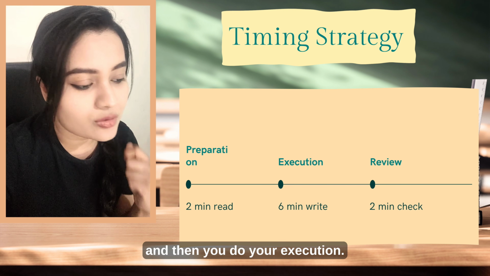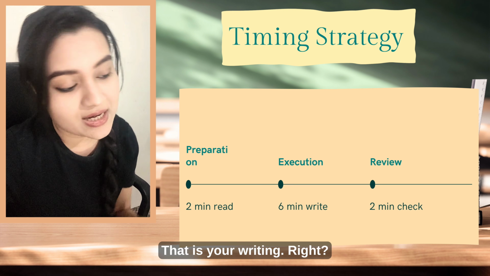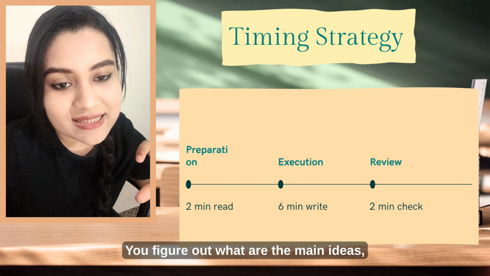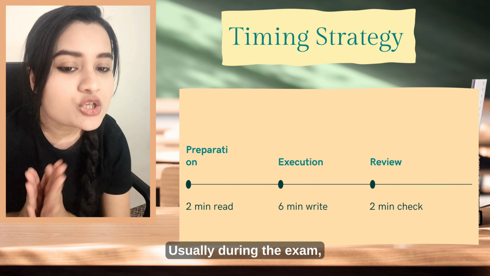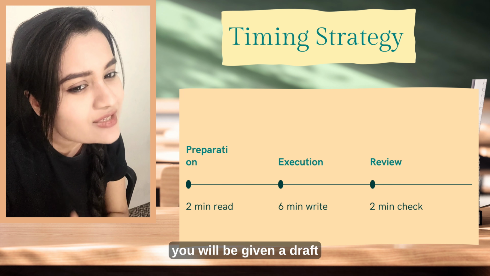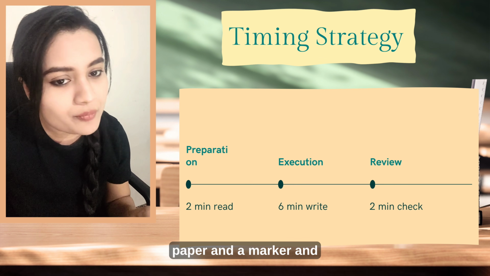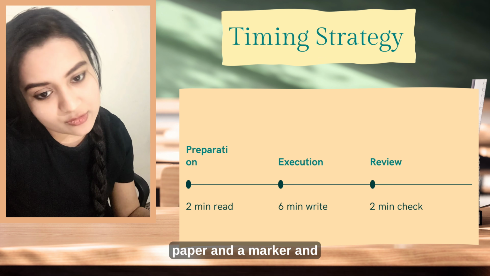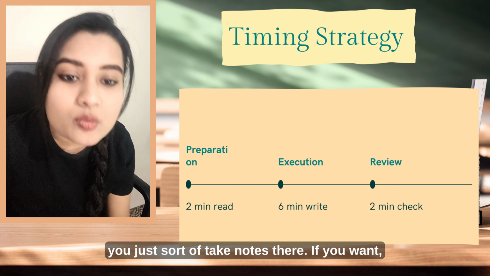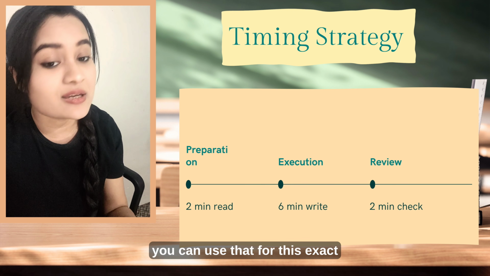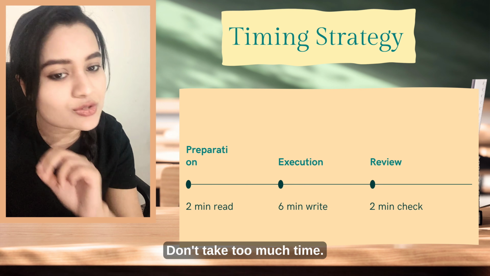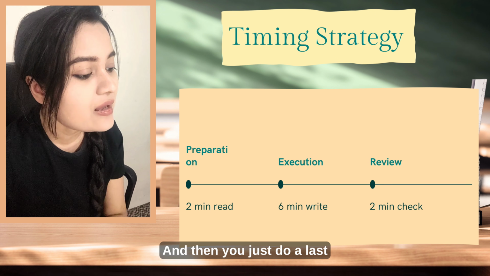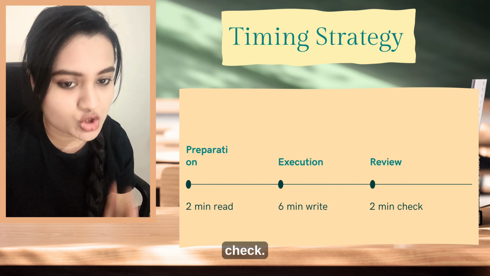And then you do your execution. That is your right? You figure out what are the main ideas, what are supporting ideas, what kind of linking phrases we're going to use. Usually during the exam, you will be given a draft paper and a marker, and you just sort of take notes there. If you want, you can use that for this exact case. You can write down your main ideas very shortly, don't take too much time. And then you just do a last check.